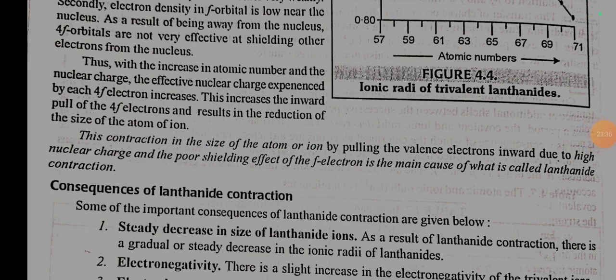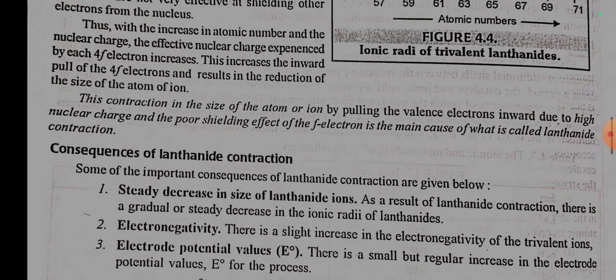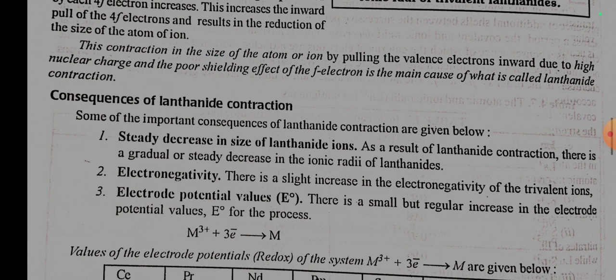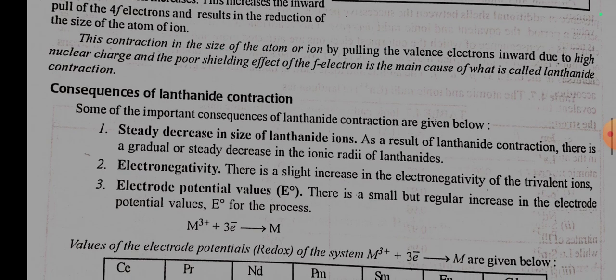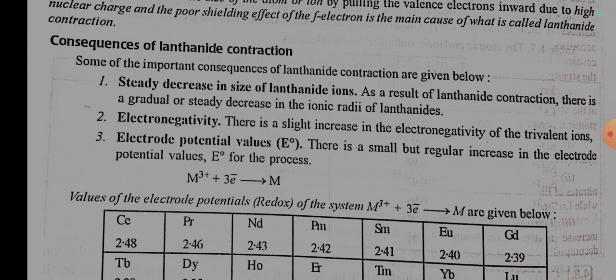Thus, with the increase in atomic number and nuclear charge, the effective nuclear charge experienced by each 4f electron increases. This increases the inward pull of the 4f electrons and results in the reduction of the size of the atom or ion. This contraction in the size of atom or ion by pulling the valence electrons inward due to high nuclear charge and the poor shielding effect of the f electrons is the main cause of what is called lanthanide contraction. Consequences of lanthanide contraction. Some of the important consequences of lanthanide contraction are given below.